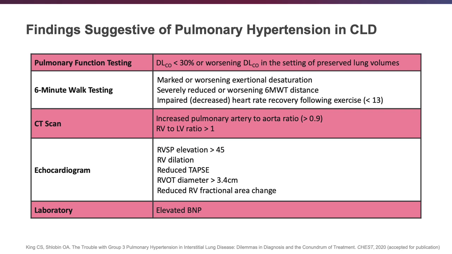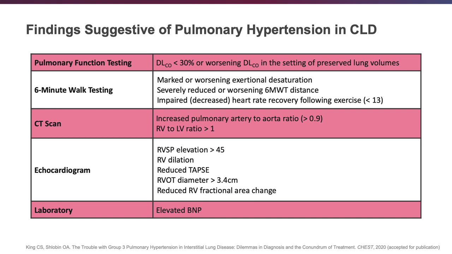I showed you some data on a CT scan, so increased pulmonary artery to aorta ratio. We also look at the RV to LV ratio, just like in patients with group 1 pulmonary hypertension. So when the right ventricle is getting bigger, so the ratio is more than 1, pulmonary hypertension is something that needs to be considered. And then on echocardiogram, there are a number of things that we suggest that you look at.